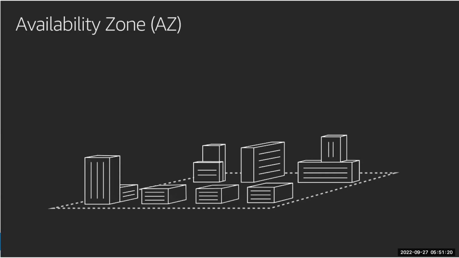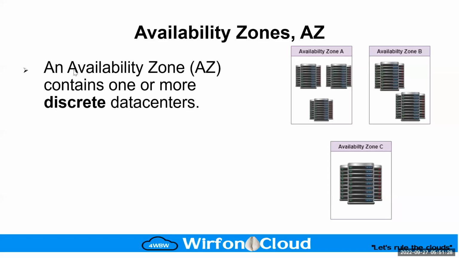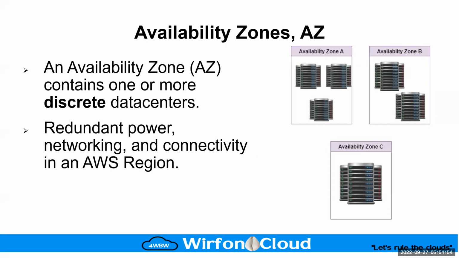So an availability zone, also short form AZ. Basically, an availability zone consists of one or more discrete or distinct data centers. As we see in the diagram by the side, we have availability zone A, it has 3 data centers, B has 2 data centers, C has 1 data center. So it has redundant power, networking, and connectivity in an AWS region.